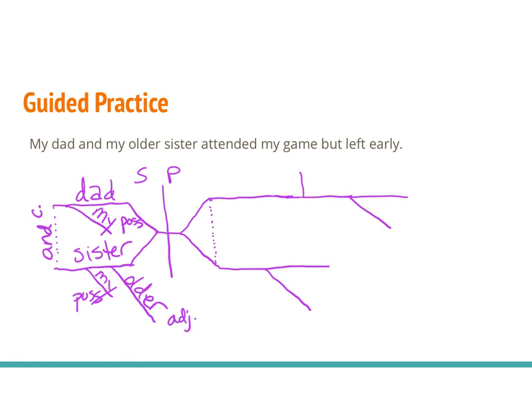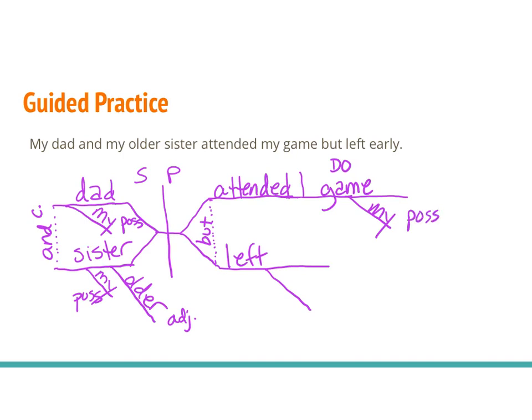What did my dad and sister do? They attended but left. So they attended but left. The word but is joining those 2 verbs. Okay. They attended what? The game. Attended is an action verb. Attended what? Game. Therefore, game is direct object. Whose game? My game. So my is a possessive pronoun.